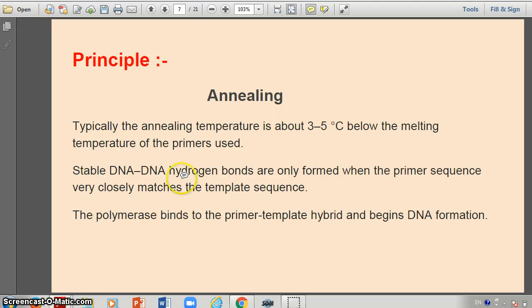Binding means there will be hydrogen bond formation between the primer and the DNA sequence. So this is about the annealing. You should know the temperature.